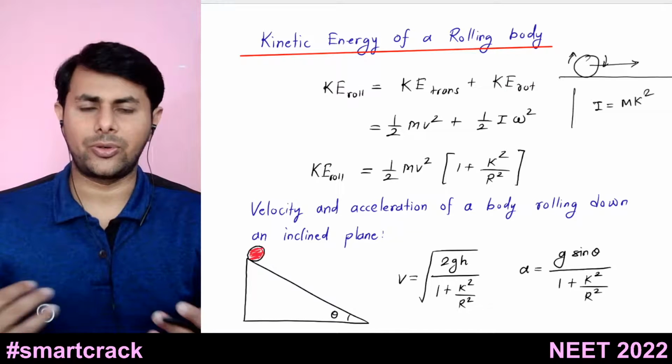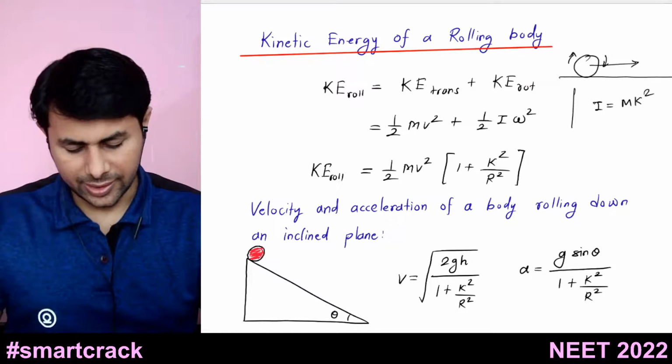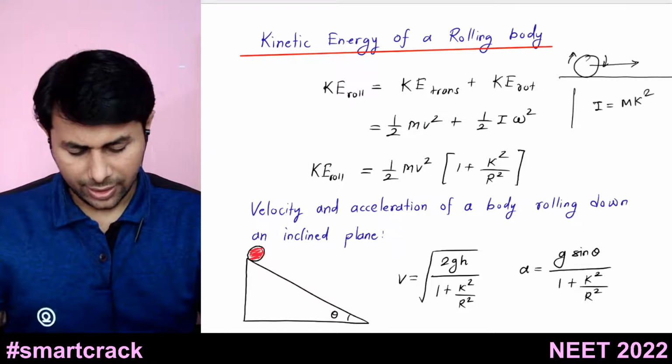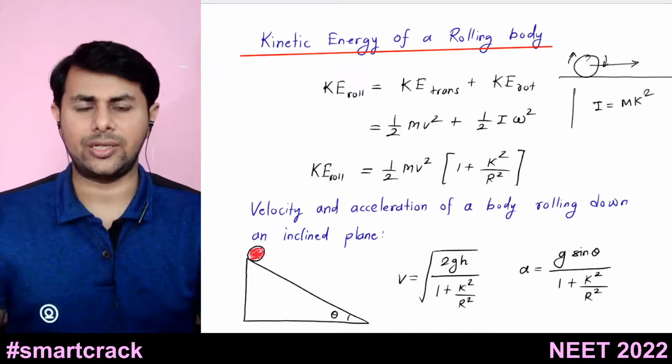Kinetic energy of rotational motion. So as I said, just replace the quantities with their analogous quantities. The analogous quantity of m is I, and the analogous quantity of v is omega.